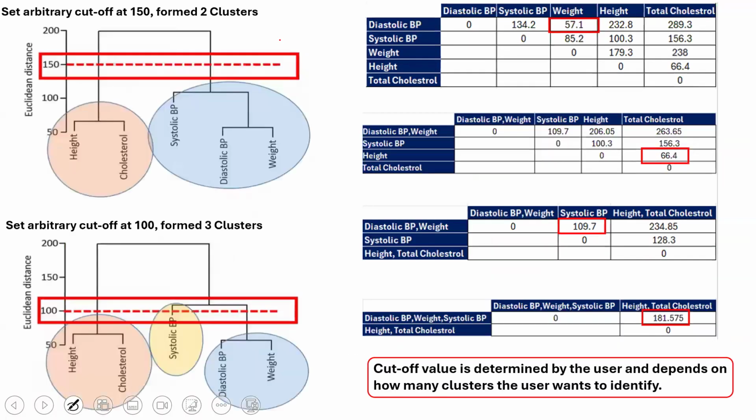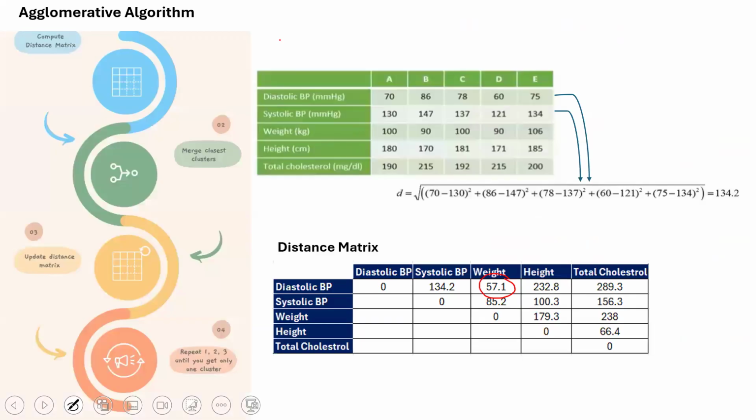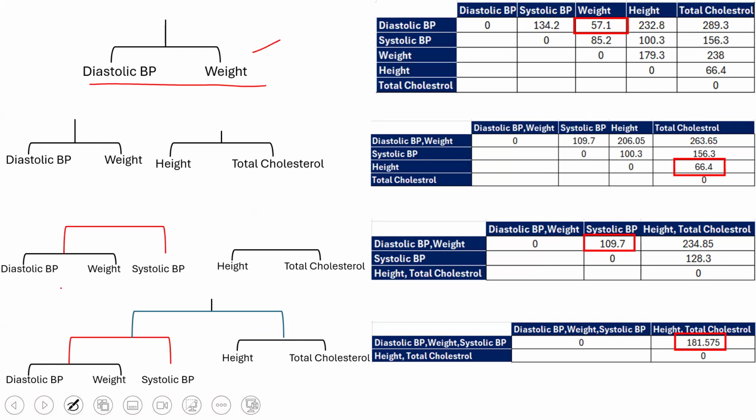Now, if you go back here, we computed the distance matrix, merge the closest clusters. We are done with 2 steps. And the third step is update distance matrix. Now, in the third step, you have to update the distance matrix. What that means is, now you combine the diastolic BP and weight into one cluster.